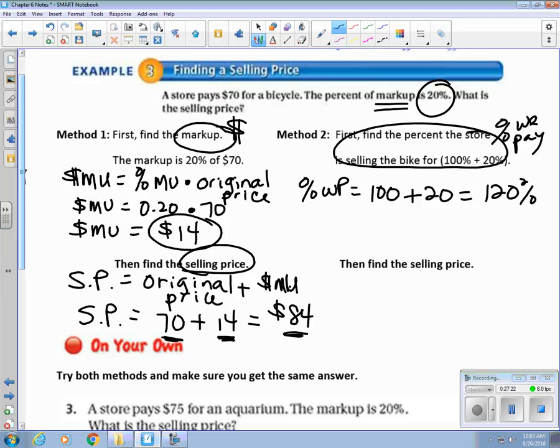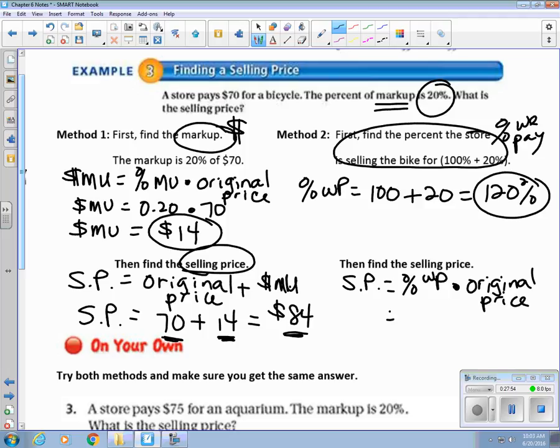So the person who's going to buy the bike, the selling price is going to be more than the original amount that the store paid. More than the original amount is always greater than 100%. So it's 120%, because anytime you increase something, it's going to be more than 100% of the original. All right? So the selling price is equal to the percent we pay times whatever the original price was that the store paid for the bike.